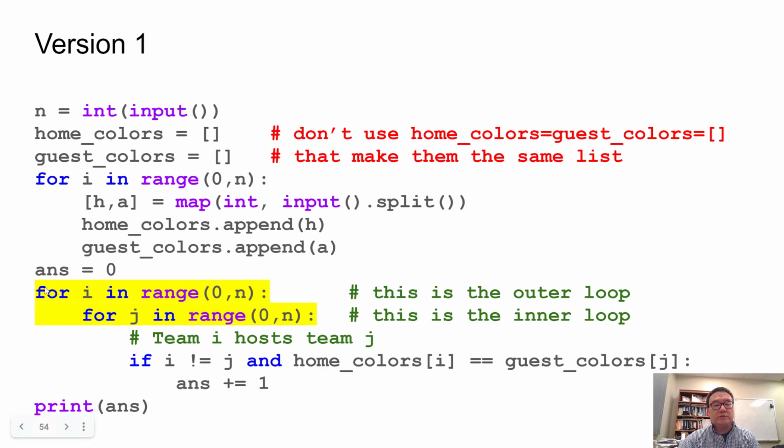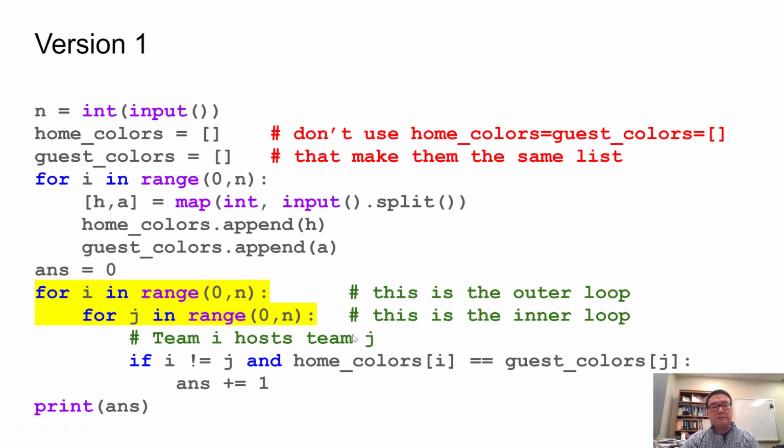And then the rest of the code computes the answer. So we initialize the answer value to 0, since before we looked, there's 0 game that satisfies the condition. And then we use a double loop, or a nested loop, where there's an outer loop over all values from 0 to n, and the inner loop also loops over all values from 0 to n. And we use two different loop variables, i and j.